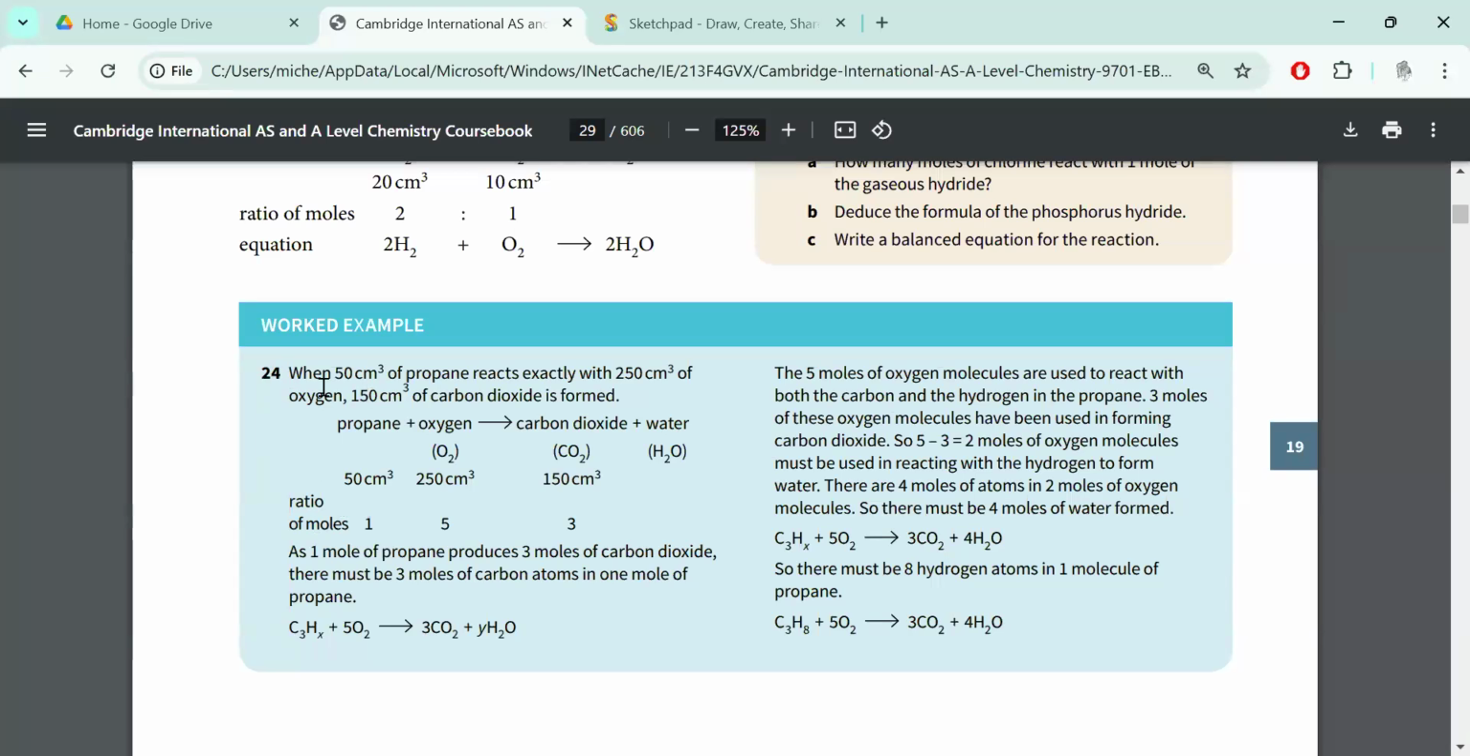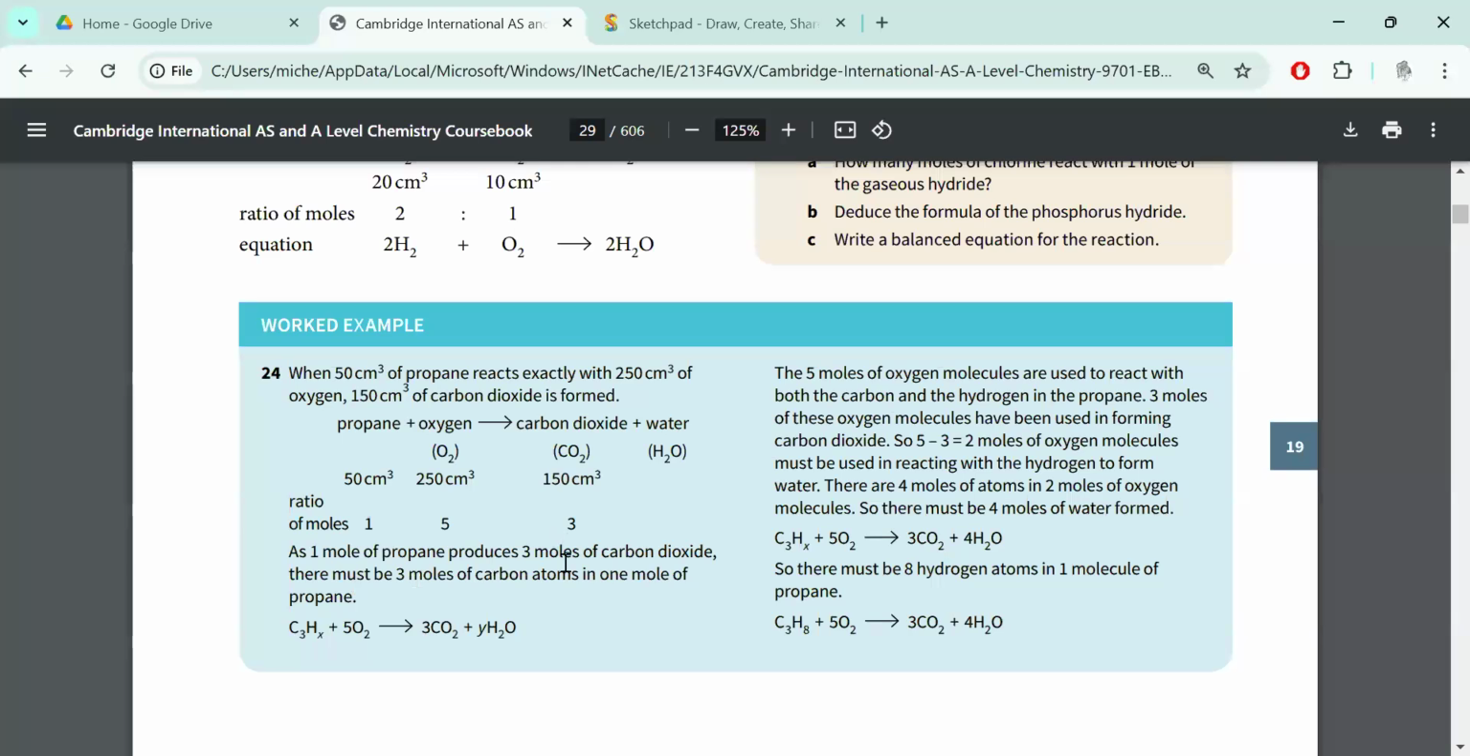Okay, so 24 right here. When 50 cm³ of propane reacts exactly with 250 cm³ of oxygen, 150 cm³ of carbon dioxide is formed. So you have propane plus oxygen. Propane here is 50 and oxygen here is 250, which will react and make carbon dioxide 150 plus water. So this is the ratio: 1, 5, and 3.